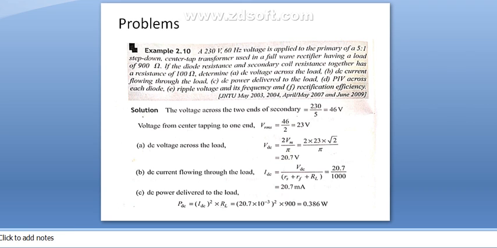Next one is DC current flowing through the load, that is IDC. So here IDC equals VDC by RL. Here we have RS plus RF plus RL. It becomes 20.7 milliamperes. Next one is DC power delivered to the load. So it is PDC equals IDC square into RL. That is the DC power. How much DC power is delivered to the load? So substitute IDC, that is 20.7 into 10 power minus 3, and RL is 900 ohms. So the DC power becomes 0.386 watts.